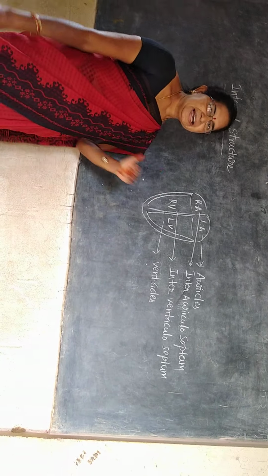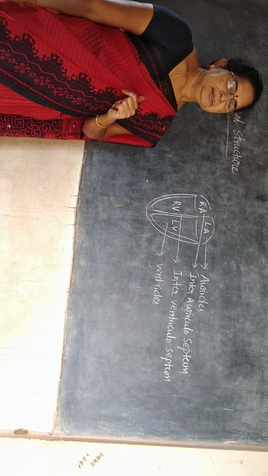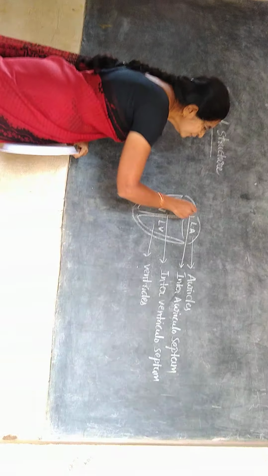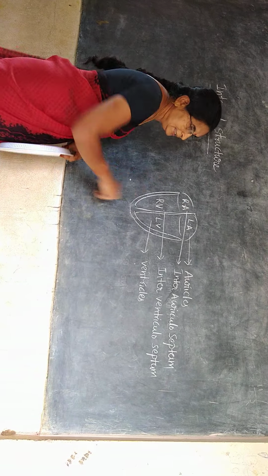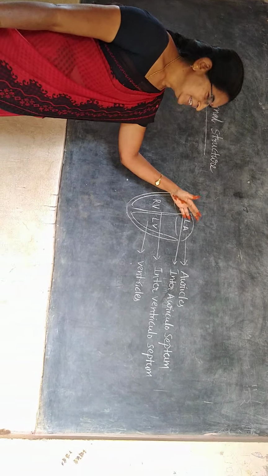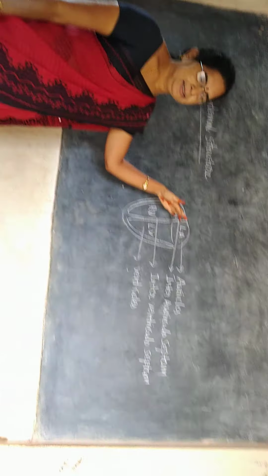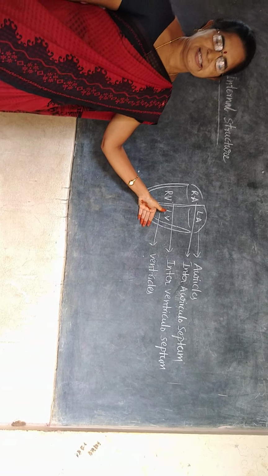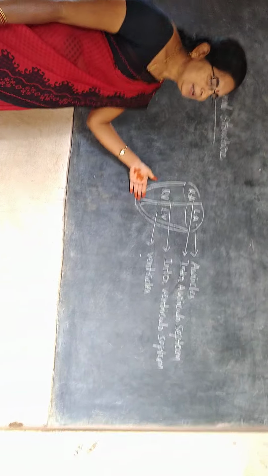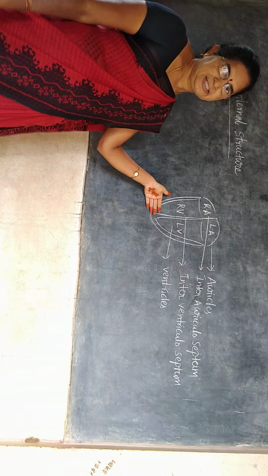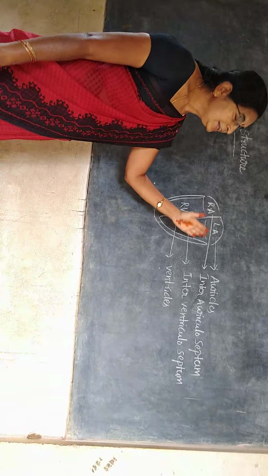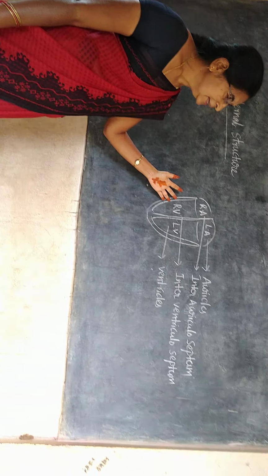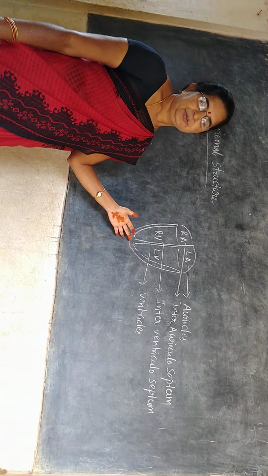Then how are they connected? They are divided into four chambers to avoid the mixing of oxygenated blood and deoxygenated blood. The left portion is filled with oxygenated blood, whereas the right portion is filled with deoxygenated blood. To avoid the mixing of oxygenated and deoxygenated blood, the septums are useful.